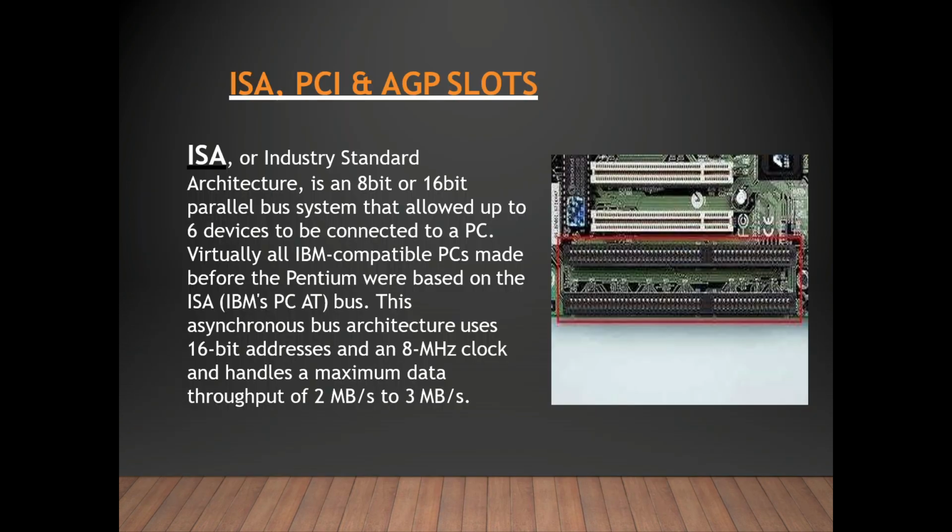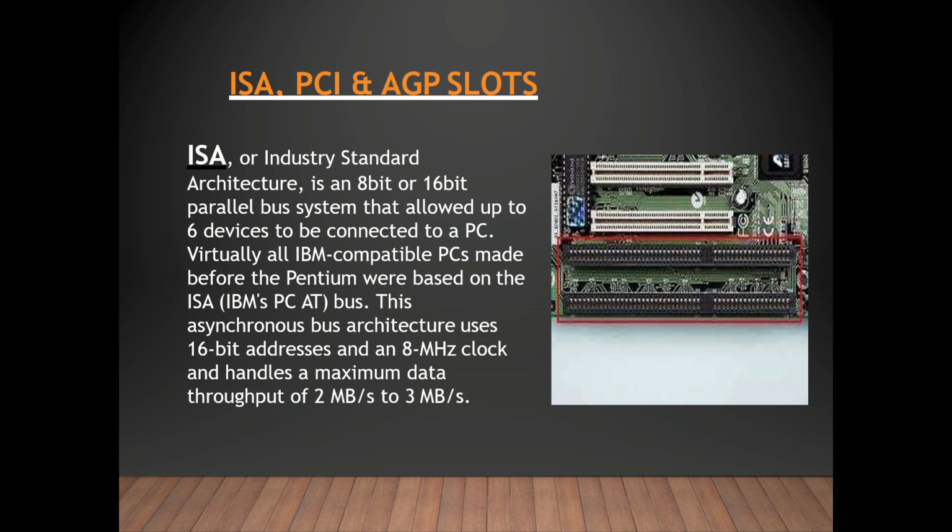The next subtopic is the ISA, PCI, and AGP slots. The ISA, Industry Standard Architecture, is the 16-bit internal bus of IBM and similar computers based on the Intel 8286 and its immediate successors during the 1980s. Virtually all IBM compatible PCs made before the Pentium were based on IBM's PC/AT bus. The bus was largely backward compatible with the 8-bit bus of the 8088 based IBM PC, including the IBM PC XT as well as IBM PC compatibles.